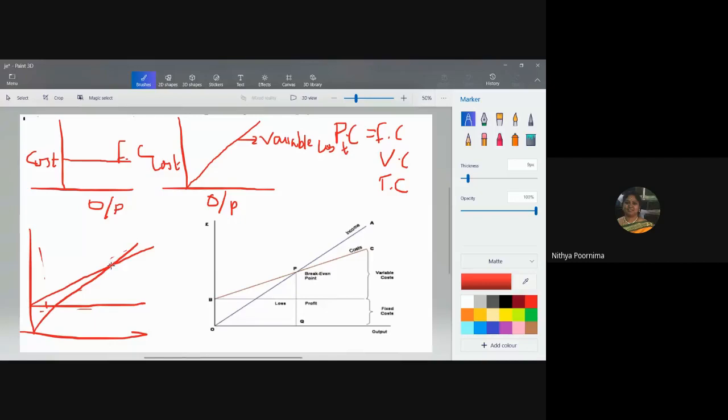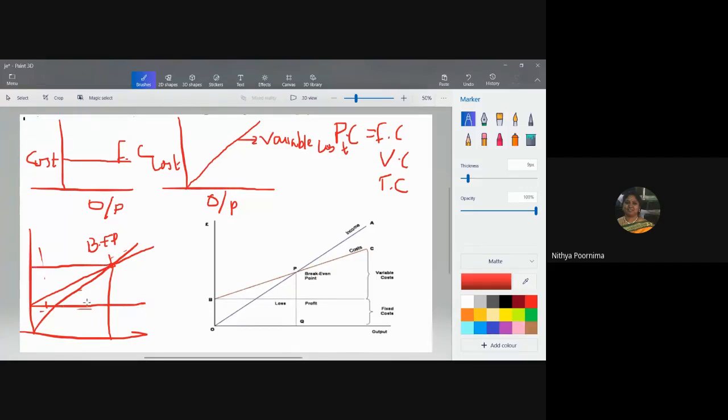And the point which you get here will be your break-even point. That means this point indicates that your sales and your cost, your production, is at a point where you make no profit or no loss. That means whatever contribution you're making is equal to your product value. Okay? Is it clear?